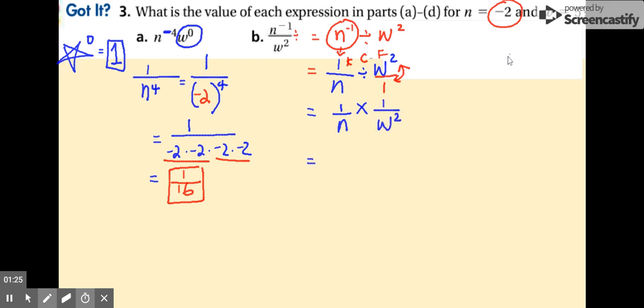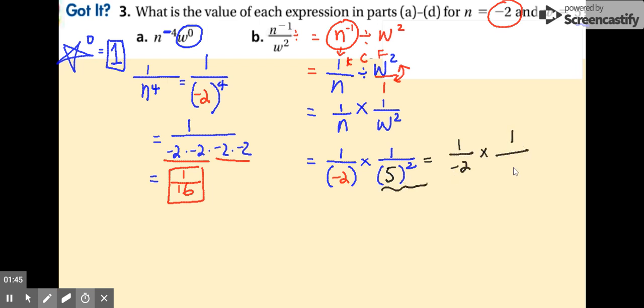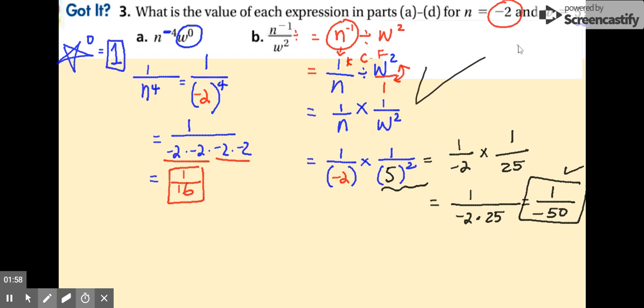So I'm going to just plug in now. It's going to be 1 over negative 2 and 1 over, what is w here? Is it 5? Okay, so it is 5. So let's simplify this. 1 over negative 2 times 1 over, this guy is 25, right? So now let's multiply negative 2 and 25, which is 1 over negative 50. If you have this, you're good to go. So you simplify first and then plug in and evaluate it.